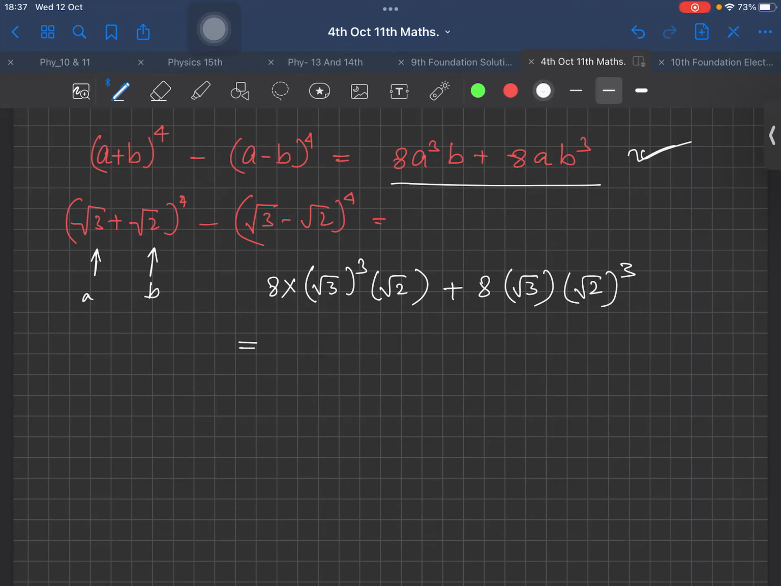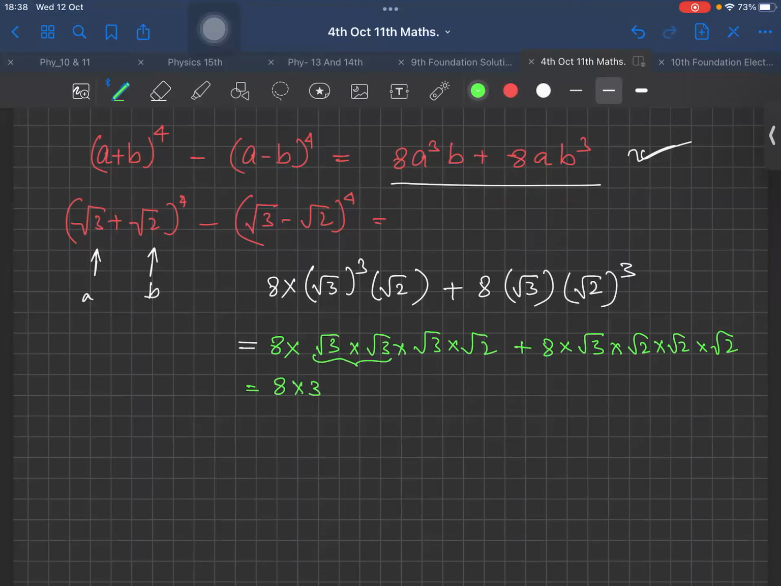When I'm telling you steps, you have to tell me in steps, okay? Take the baby step. Root 3 into root 3 into root 3 into root 2. Plus 8 into root 3 into root 2 into root 2 into root 2. This will be equal to 8. If you multiply these two, what you will get? Root 6.